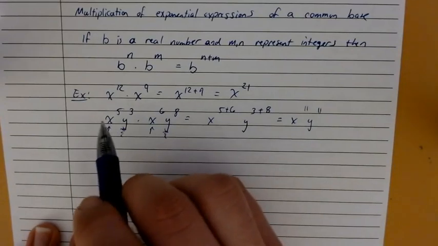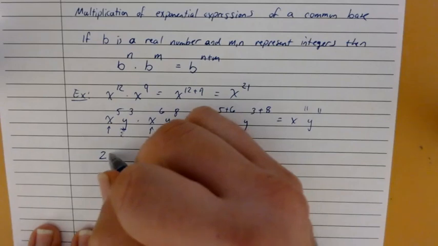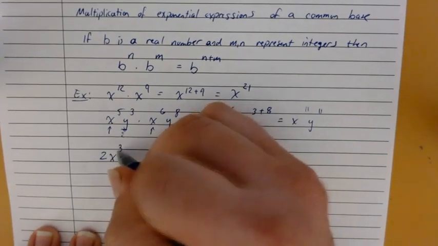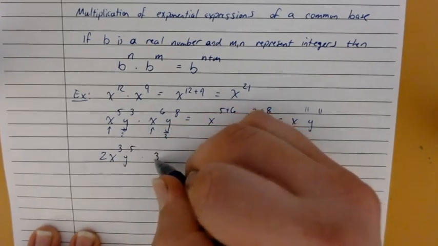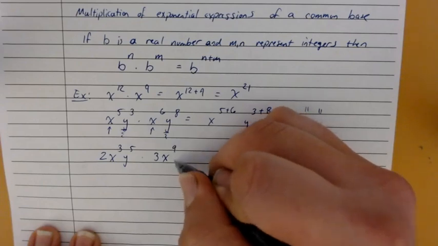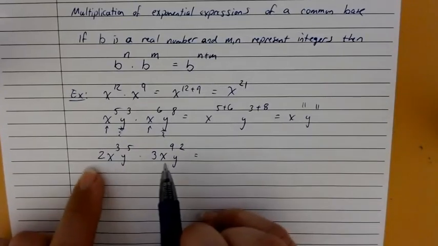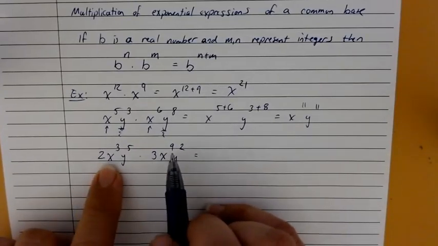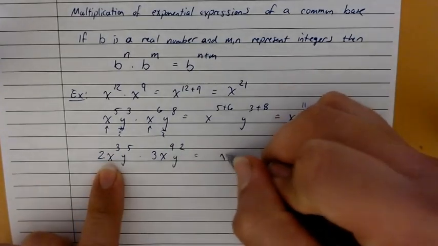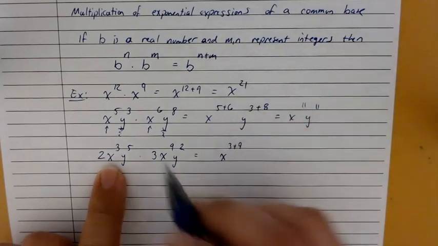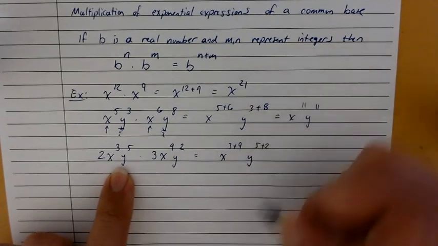And if you happen to have any constants, well, that's fine. Those are handled on their own. So let's say, for example, we had 2x to the power 3, y to the power 5, and then we're going to multiply that by 3x to the power 9, y to the power 2. Whatever has the same base is going to go together. So we have x to the power 3 times x to the power 9. Okay, that's x to the power 3 plus 9. Y to the power 5 times y to the power 2 is y to the power 5 plus 2.